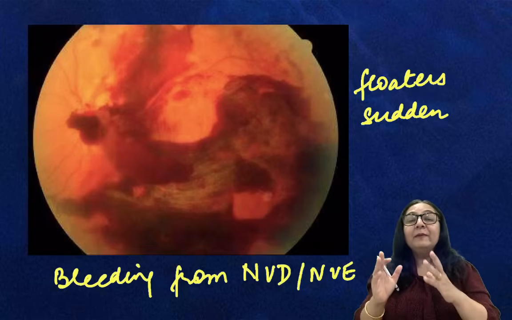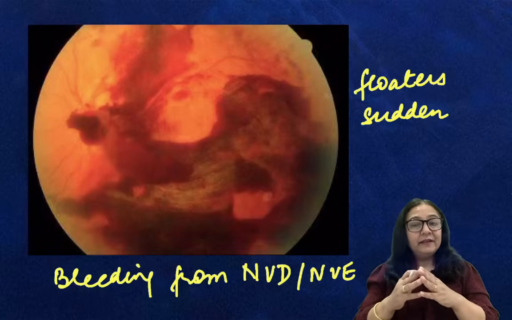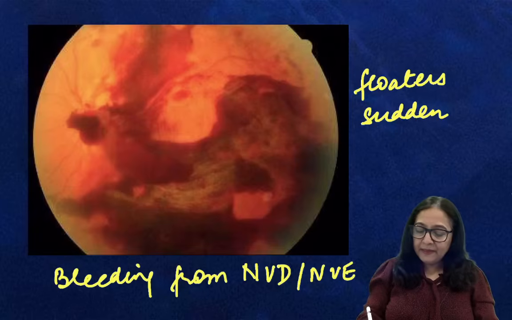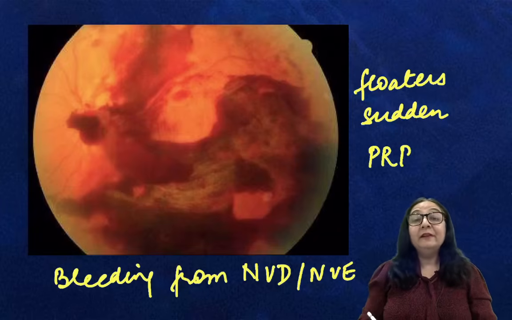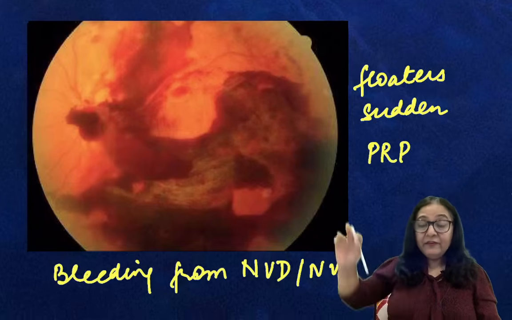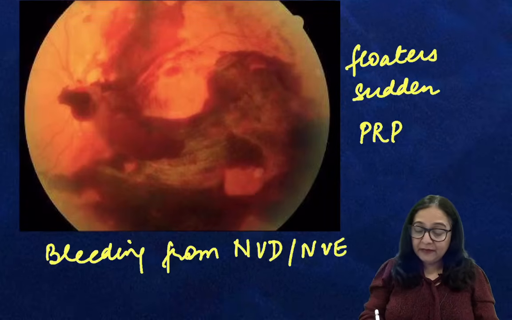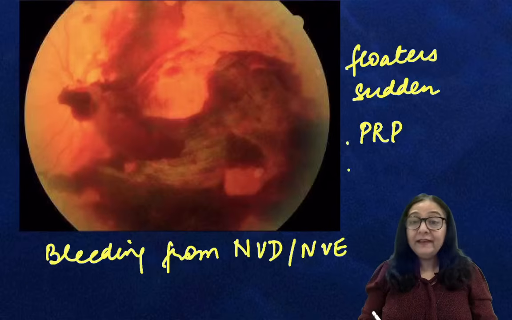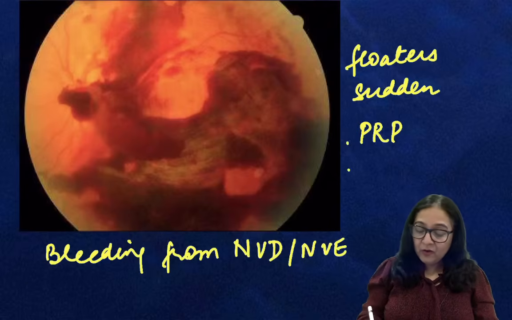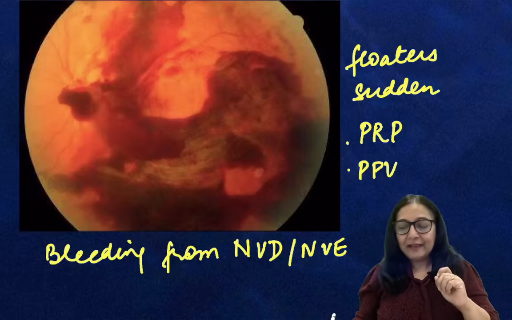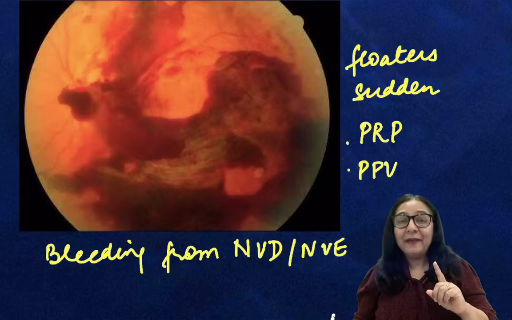Okay, so what will be the treatment? If there is a proliferative diabetic retinopathy stage, you have to do PRP. PRP laser will be the treatment. And if the vitreous hemorrhage is very dense and you cannot do the PRP, and the vitreous hemorrhage is not resolving, then you might need to do pars plana vitrectomy. For the non-resolving vitreous hemorrhage, you might need to do pars plana vitrectomy.